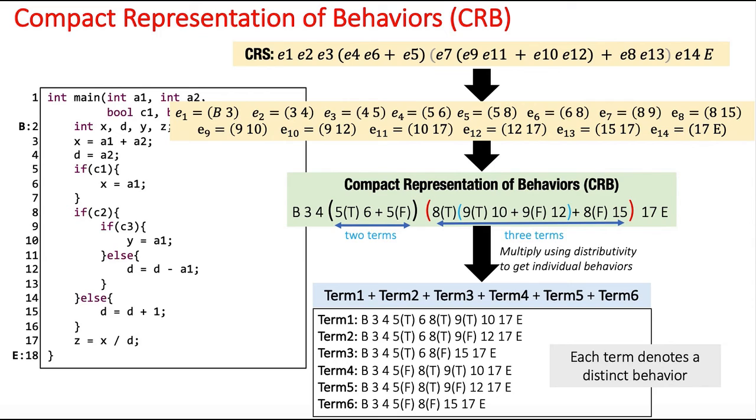Now here the CRB, let's multiply out the terms and get the behaviors. So we have in parenthesis 2 terms here and 3 terms here. So when we multiply it out, we are going to get the 6 terms. So here we are using the property that multiplication is distributive over addition. So when we do the multiplication, we get these 6 terms. Each of them corresponds to a behavior. So we have 6 behaviors represented by this CRB.